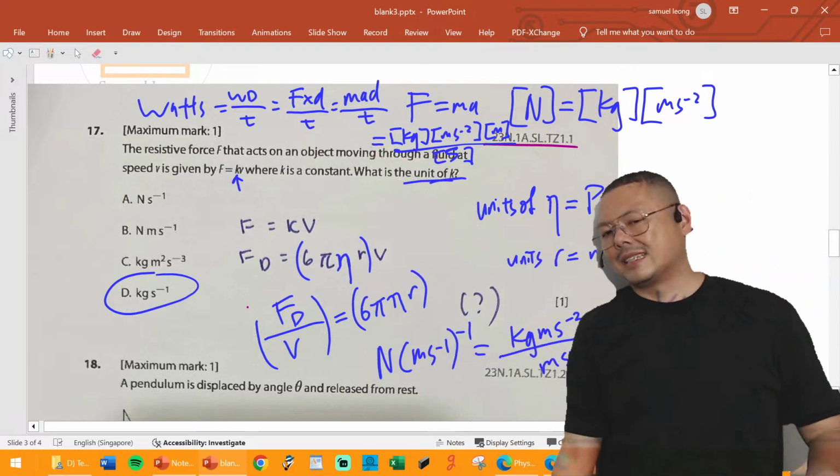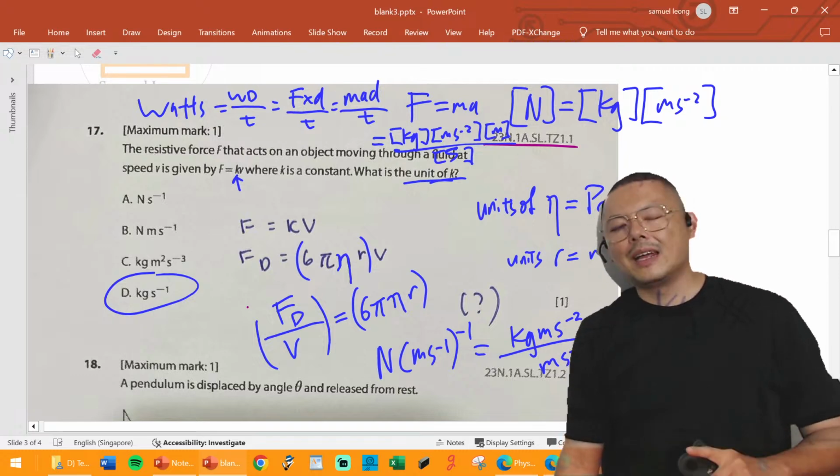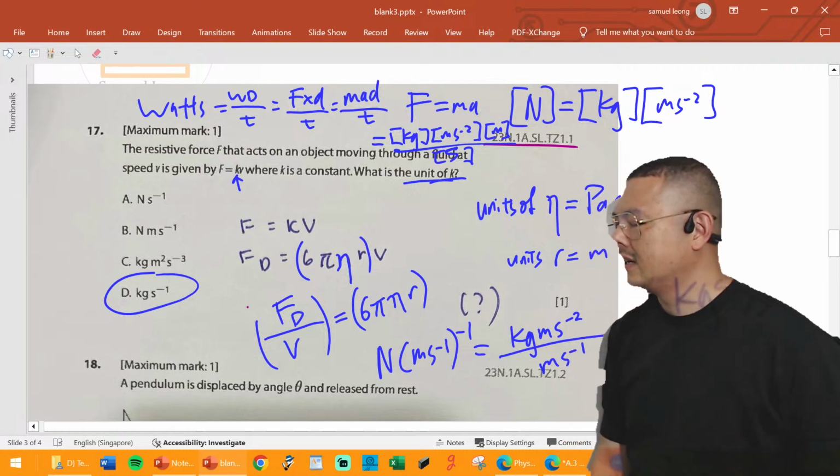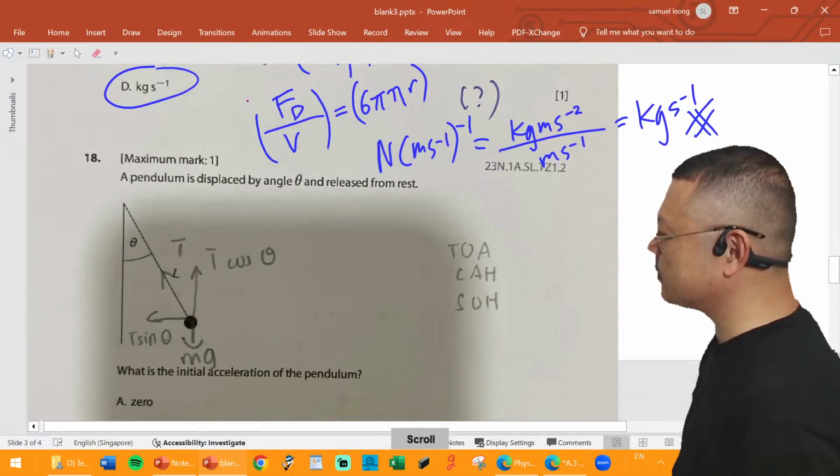It's a thing. Especially if your teachers are A-level trained, the A-levels love to ask this stupid question. But this is not immune enough to IB. IB has asked base units before.